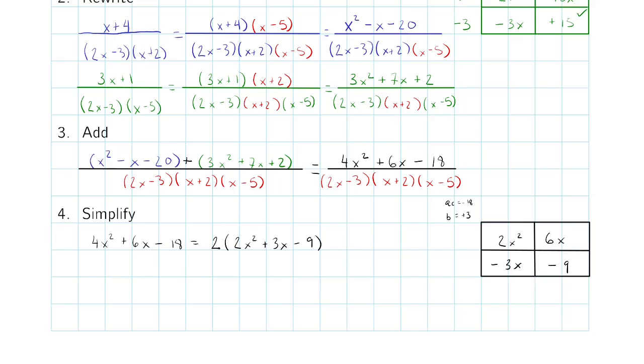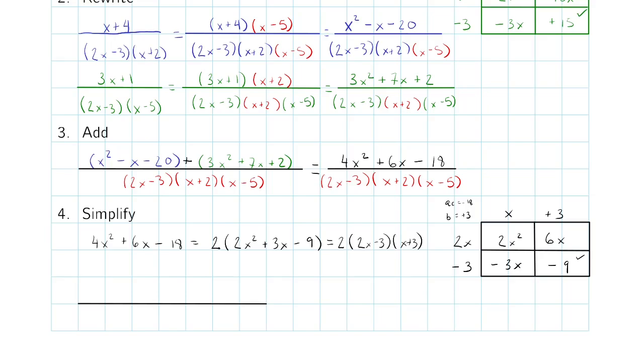And then in our first row, we have a common factor of 2x. 2x times x is 2x squared. 2x times plus 3 is 6x. X times negative 3 is negative 3x. Negative 3 times positive 3 is negative 9. So my numerator will factor as 2 times 2x minus 3 times x plus 3. Okay, let's put that into our actual fraction.